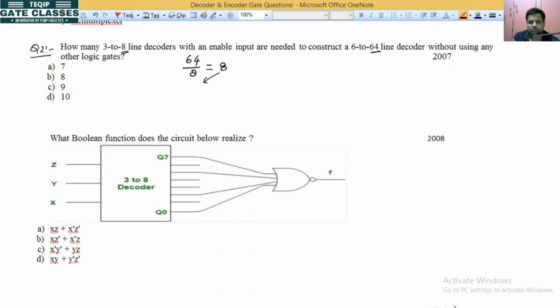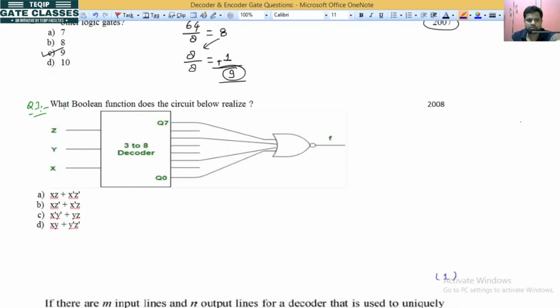Now again you divide this with 8. If it is fully divisible, then it is okay. So you just add this. So 8 plus 1, how many? 9. 9 3x8 decoders are required to construct a 6x64 decoder. So the answer is option C.